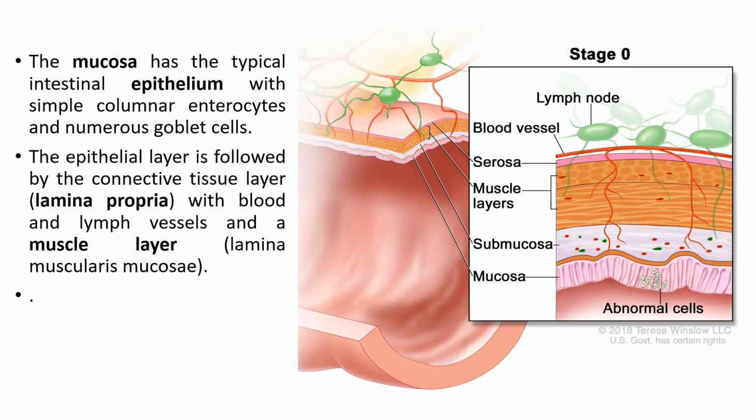The first layer is the mucosal layer. It is the innermost layer. It has three layers: epithelium, connective tissue, and muscle layer. The epithelial layer is a simple columnar epithelium consisting of enterocytes and goblet cells. It is followed by the connective tissue layer, called the lamina propria. It is rich with blood vessels and lymph vessels. And the third layer is the muscle layer, called the lamina muscularis mucosae. This is the rectal wall. This image is the cross section of the rectal wall. Here you can see the mucosal layer.